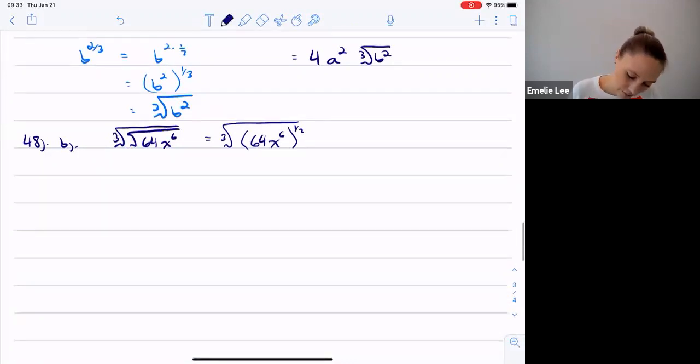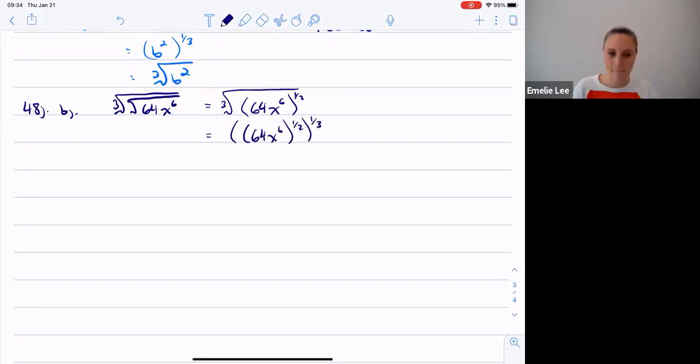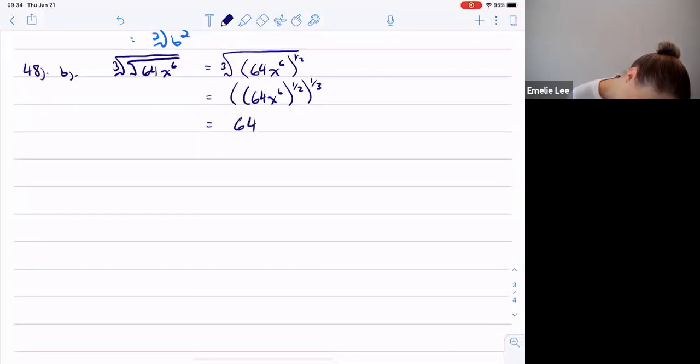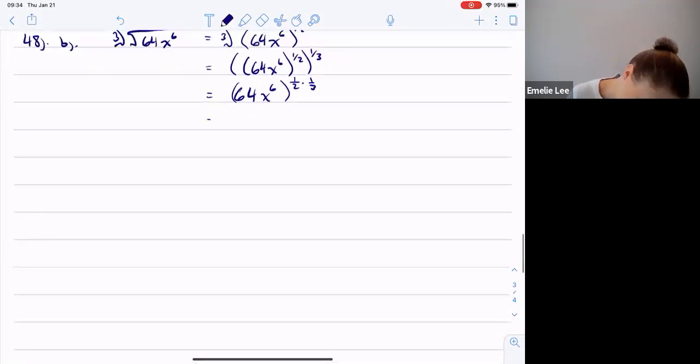So now I can take all of this, including the power of 1/2, and raise it to the power of 1/3. So this becomes bracket 64x to the 6th to the 1/2, and then to the power of 1/3. By the exponent laws, if I've got these powers on the outside, a power times a power, I can just multiply across. Multiplying fractions, 1 times 1, 2 times 3, so 1/6. So I have 64 times x to the 6th to the 1/2 times 1/3. Just to show, but if you went straight to the power of 1/6, that's totally fine: 64x to the 6th to the power of 1/6.